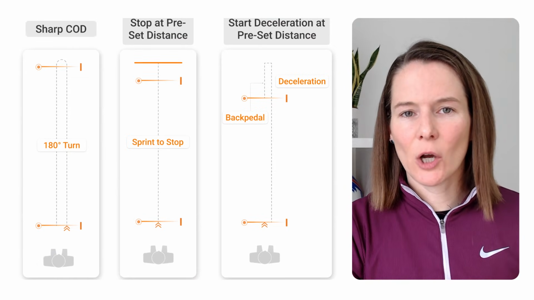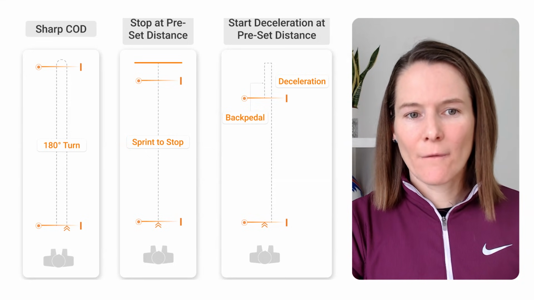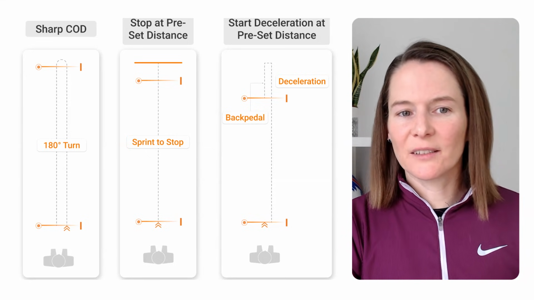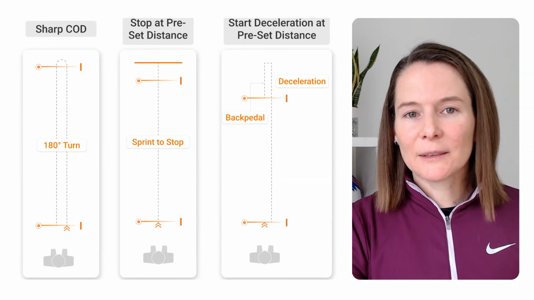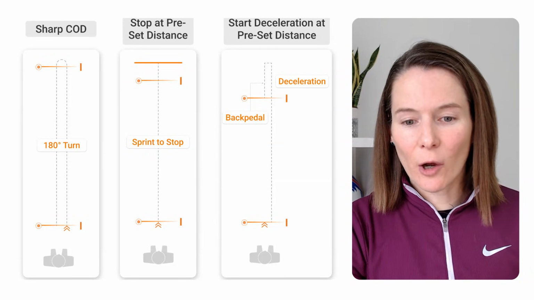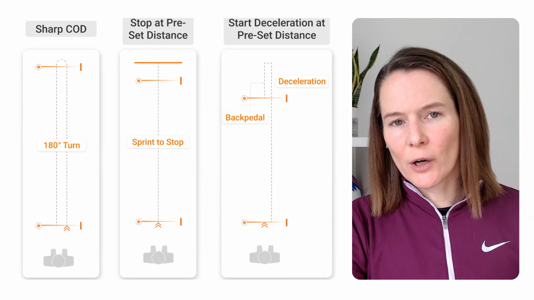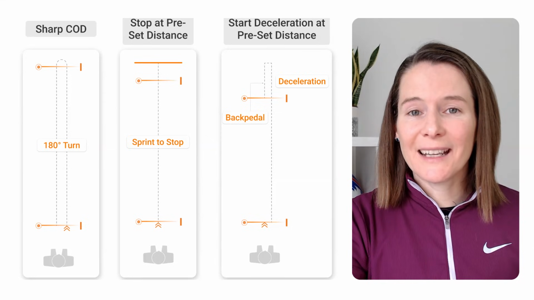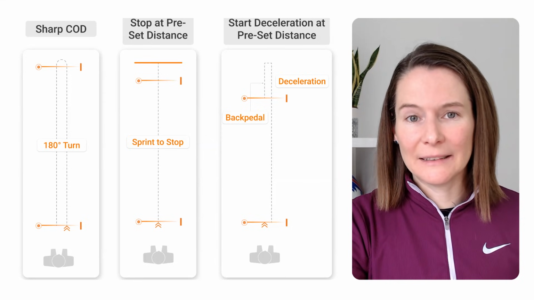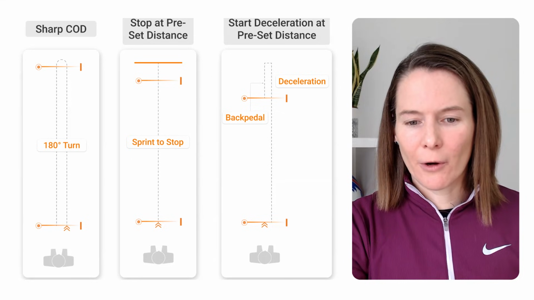Here then we have three types of approaches for assessing deceleration. Firstly, we might incorporate some form of sharp change of direction. Most commonly, this might be tested using a 505 test. By incorporating this change of direction, this 180-degree turn, we are forcing the athlete to maximally decelerate and reduce their velocity to zero.